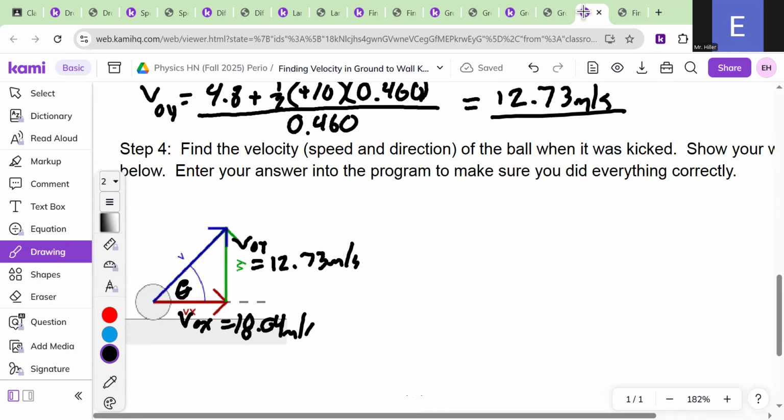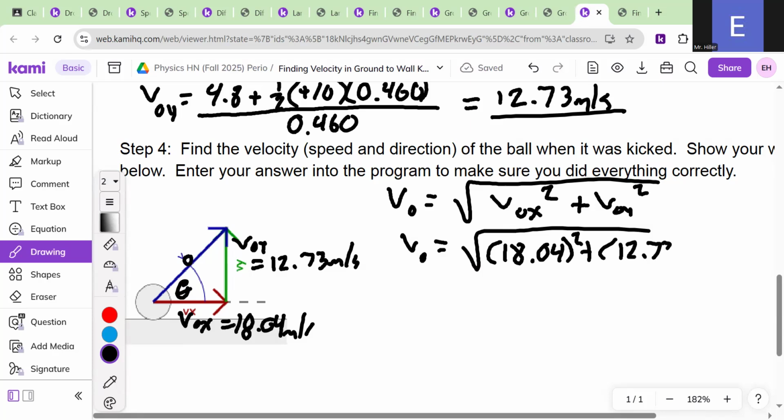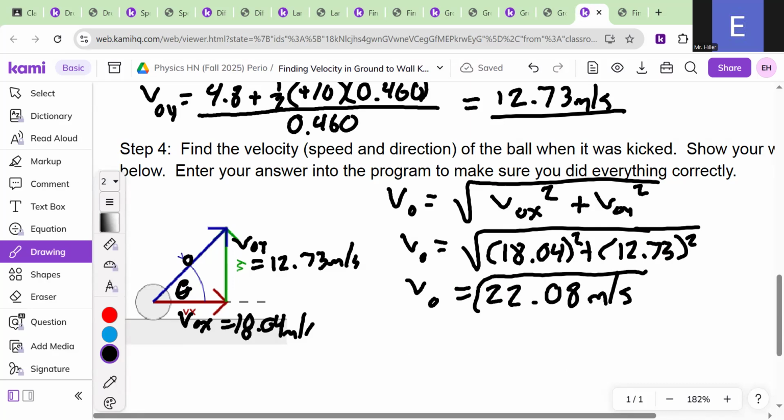So remember, we already did this problem. To find V naught, you're going to use the Pythagorean theorem. Remember, it's the square root of V naught x squared plus V naught y squared. So V naught is going to be the square root of 18.04 squared plus 12.73 squared. Square root that, and we get about 22.08 meters per second as a launch speed.